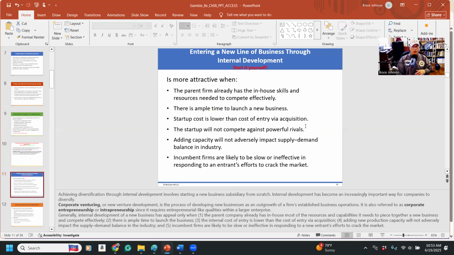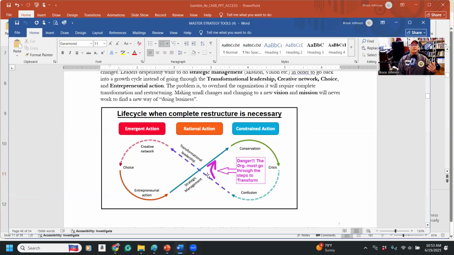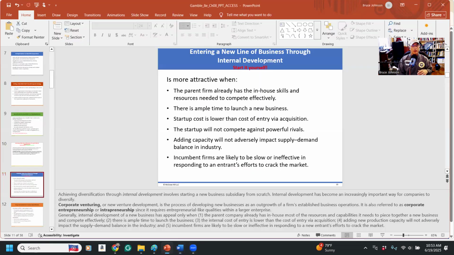Okay, so these are just some notes. Entering into a new business line organically, or doing it yourself, not buying a company that's already done this, makes sense when nobody has figured out in the industry where to go next. If somebody's figured it out and they've been successful, then you have a follower-leader strategy that needs to be implemented. Often it's more attractive to do it yourself when the parent firm already has the in-house skills and resources needed to compete effectively.